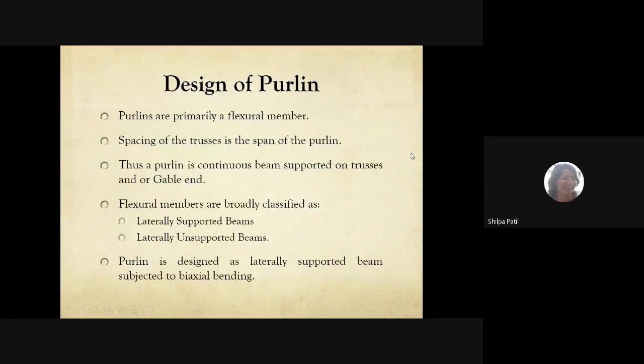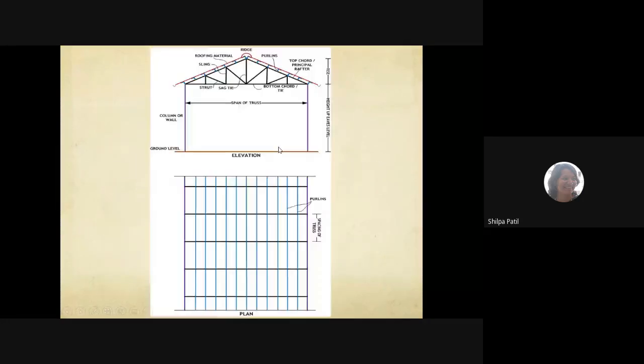Now this part I will come to a little later because it has a direct relation with the design of beams. Purlins are actually flexural members. These are to be designed like a beam. These are some of the very initial information related to purlins. The spacing of the trusses is the span of the purlin. If I go back to this diagram, these are the two trusses and a purlin is resting on these two trusses. So these meeting points are nothing but the supports for a single purlin.